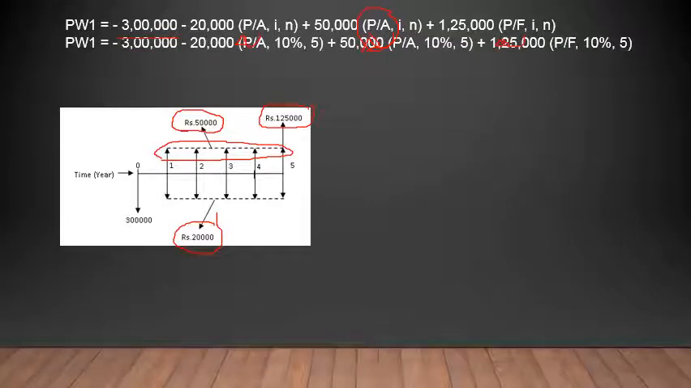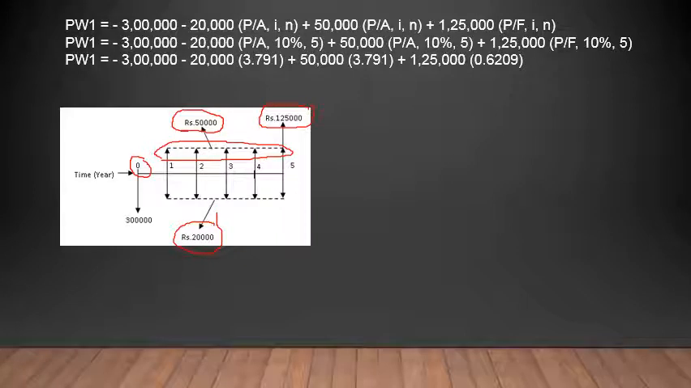Substitute the values properly, that is 3 lakh, P by A comma 10 comma 5, P by A comma 10 comma 5. Whenever A comes into picture, I have always mentioned, literally count the number of flows. In each of these I have 5 flows, so N will be 5, and this 1,25,000 is at a distance of 5 years from now, or at t is equal to 0, and hence N will be 5. Substitute the values from the factor table and you get the answer as minus 1,08,663.